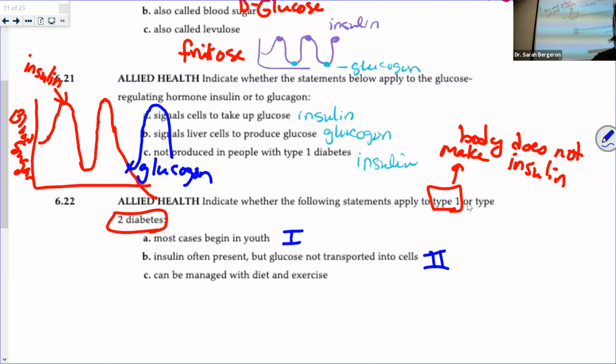Can be managed with diet and exercise. Type 2. Now, that does not mean that it's not important to manage diet and exercise if you are a type 1 diabetic. It is super important for you to manage diet and exercise. But what we're saying is that if you have type 2, you can not exhibit the symptoms of diabetes if you can manage it with diet and exercise. Does that make sense? Because a lot of times that gets confusing.